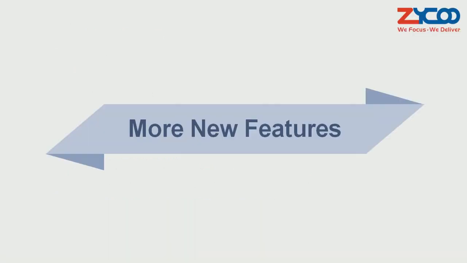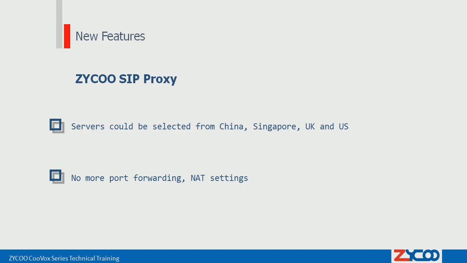Okay, that's all for inbound route settings. Next, I will introduce you to some more new features. Okay, the first new feature, the ZYCOO IP Proxy feature.